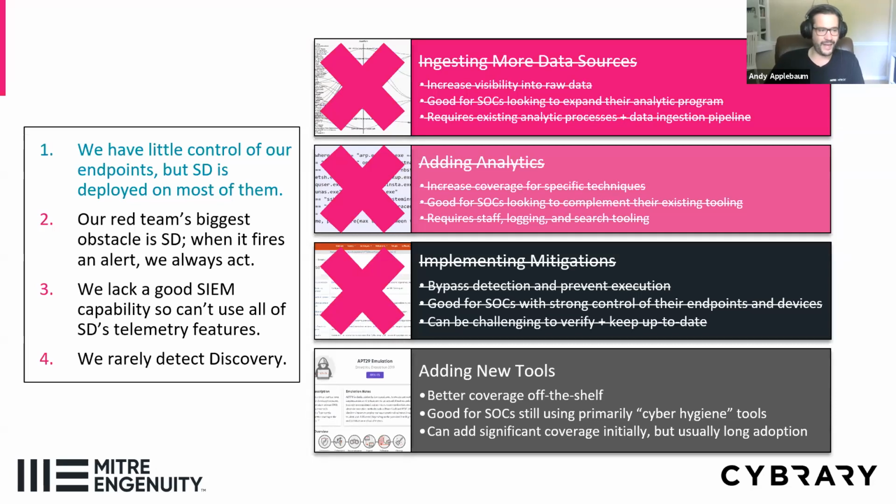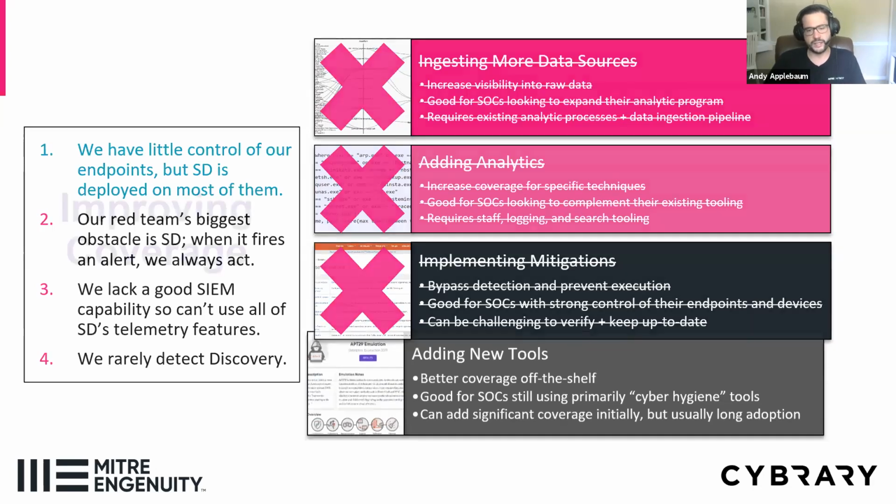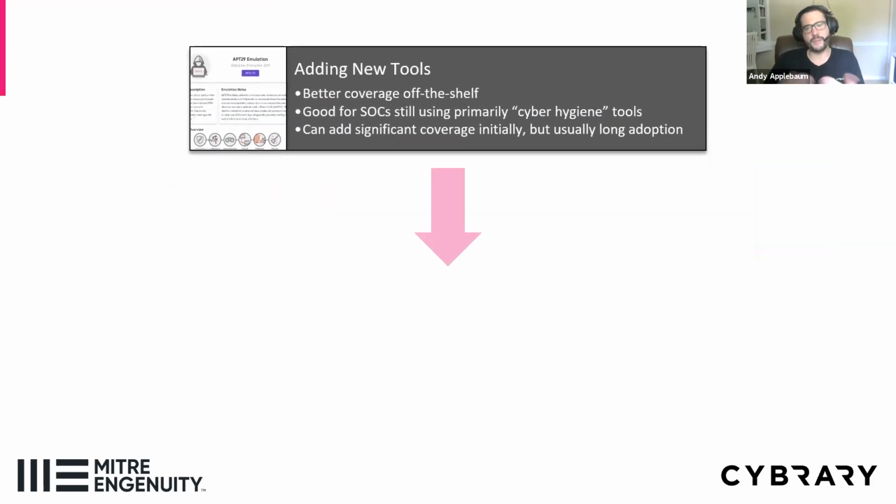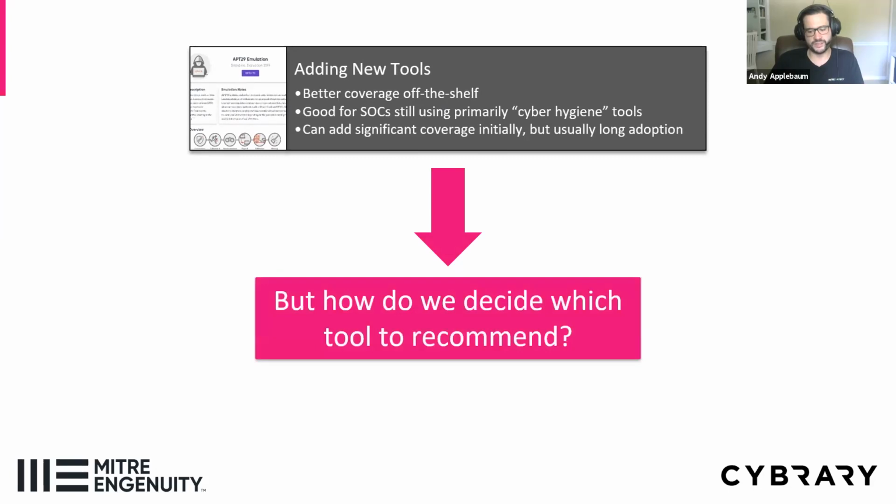And so having said all that, by process of elimination, it seems that one of the last things we should consider as our primary recommendation is for them to add new tools. And this makes a lot of sense, but it's hard for us to say what tool to add, right? There's a large plethora of different tools that could potentially help a SOC. And when you pick from all of them, you have a big decision to make, to put it nicely.